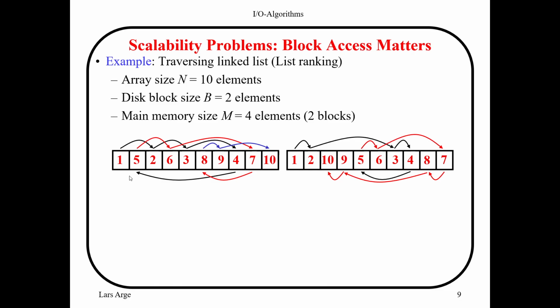If you want to traverse the linked list in the internal memory, then it doesn't matter how this linked list is stored, because it just takes O(n) time. But if you store it on a disk, it actually matters, and now we can see why.